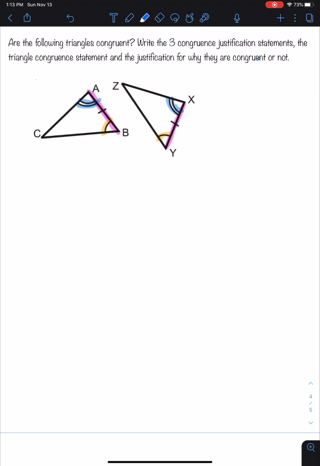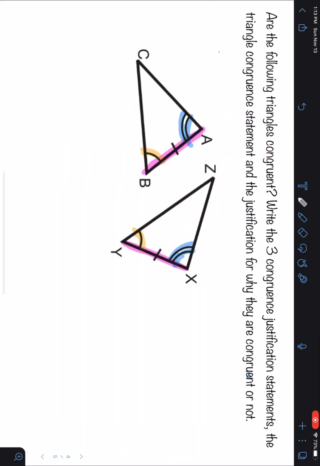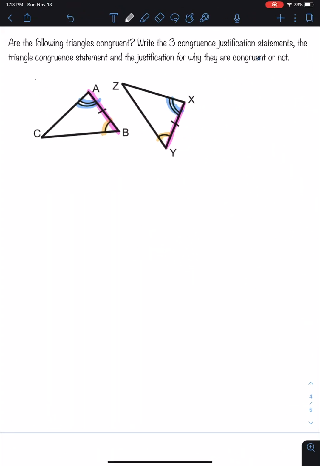And we'll see here that the pink side in both triangles is in between the 2 pairs of congruent angles. It's included in between them, so it's in between the orange and blue angles. So in this situation, we see that the pattern we're following for triangle congruence is going to be angle, side, angle, where this side is included between the angles.